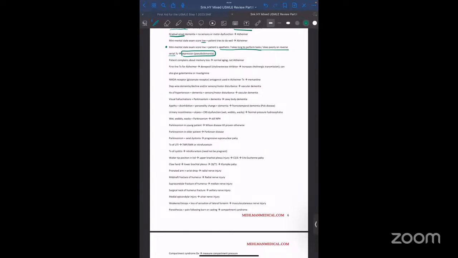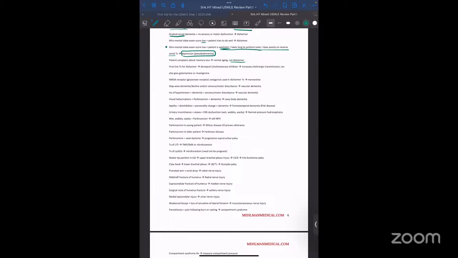Patient complains about memory loss. Normal aging, not Alzheimer's. Usually in Alzheimer's they're apathetic. They're not concerned. Usually a family member will bring the patient. But if patient is complaining, then it's usually normal aging. They lose keys, that's normal.